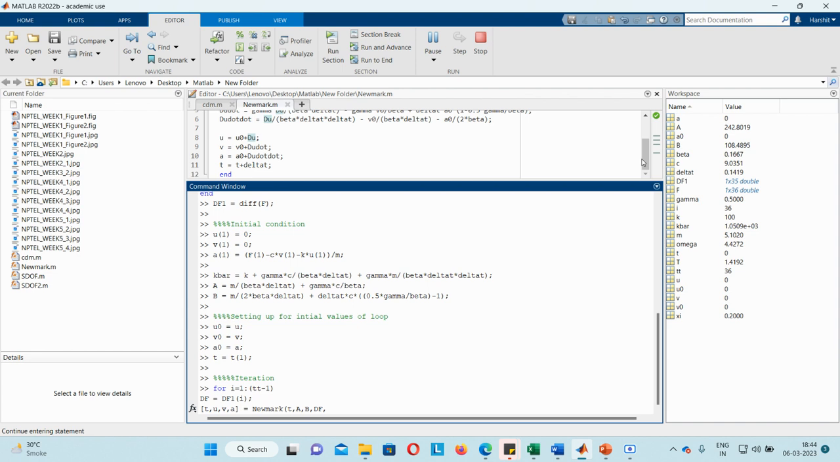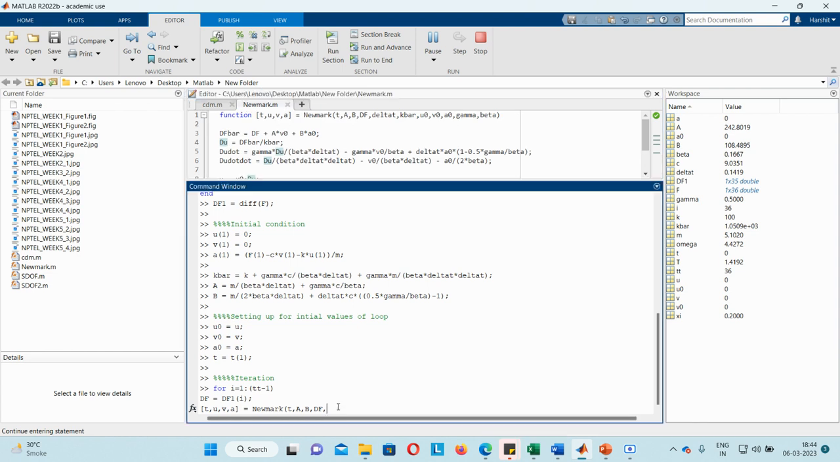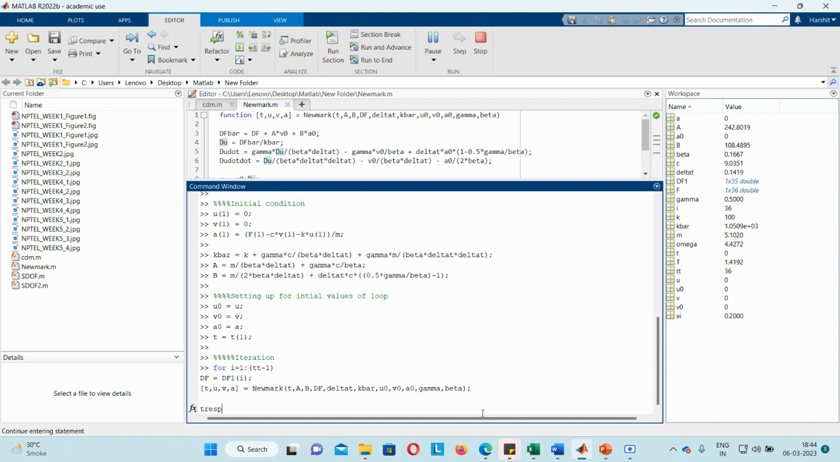We need to make sure that the sequence is correct. Delta t, k bar, u naught, v naught, a naught, gamma, beta. So just cross check. TAB, DF, delta T, K bar, U naught, V naught, A naught, gamma, beta. Okay. So this is how we have called the function, and then we'll say the T response is nothing but the T value that we are getting.